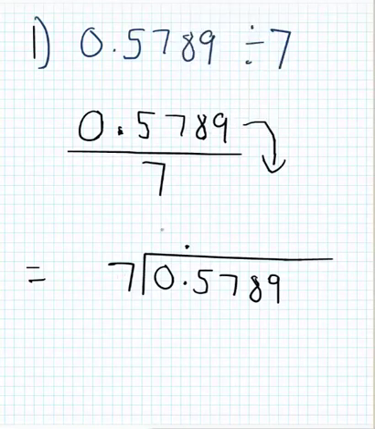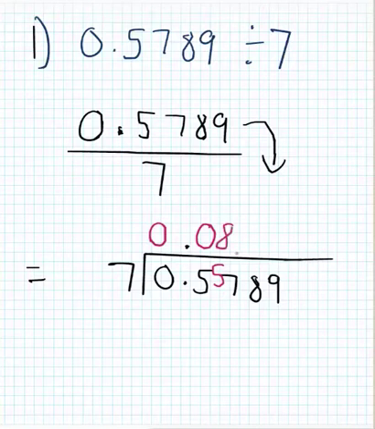7 into 0, can it go? No, nothing to carry on. 7 into 5, it can't fit, can it? So a 0 goes here as well. We haven't used the 5, so now it gets carried on to the 7, and we have 57. How many times can 7 fit into 57? Well, I know that 7 times 8 is 56, so that can fit in 8 times, remainder 1. 7 into 18, 7 times 2 is 14, so that's twice.